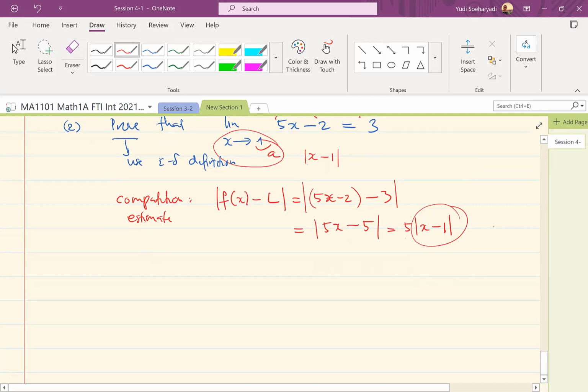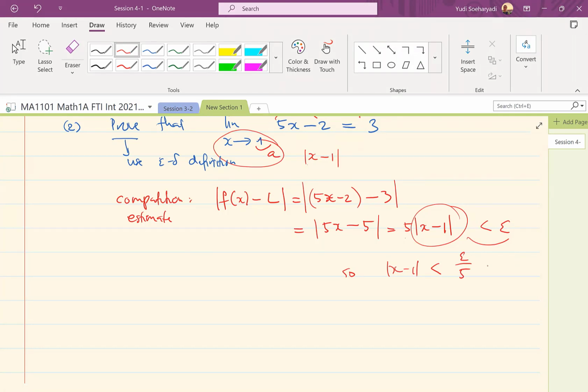All right, so let's take this, which should be less than epsilon. Then the delta should be, let's see, x minus 1 is, let's see, epsilon over 5. Okay, so what we do for the proof. Now this is the computation part. So the proof looks like this one.